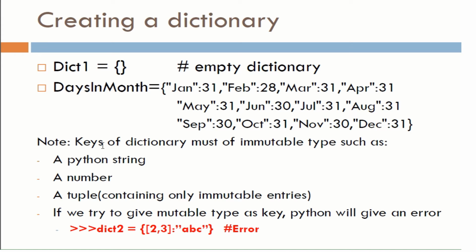Okay, now keys of a dictionary must be of immutable type, such as a Python string, a number, and a tuple containing only immutable entries. Immutable means which we cannot change. Next, if we try to give a mutable type as key, Python will give an error. See, this type of error we will get.